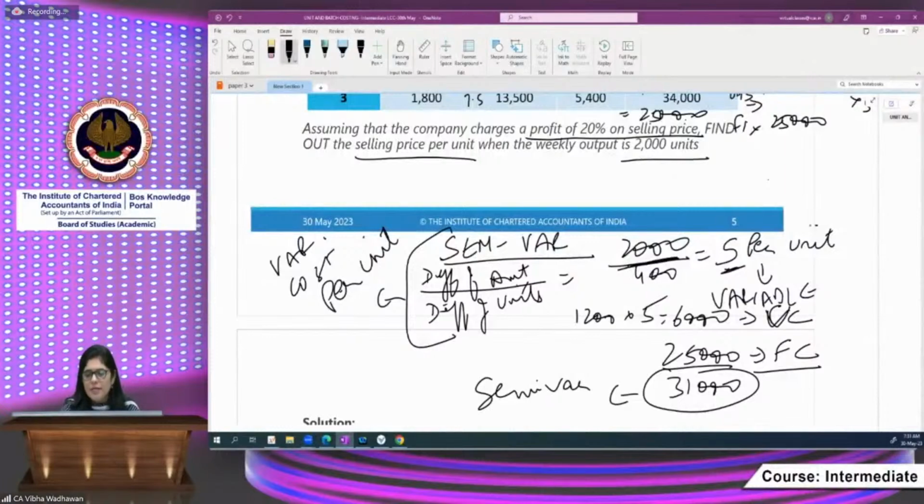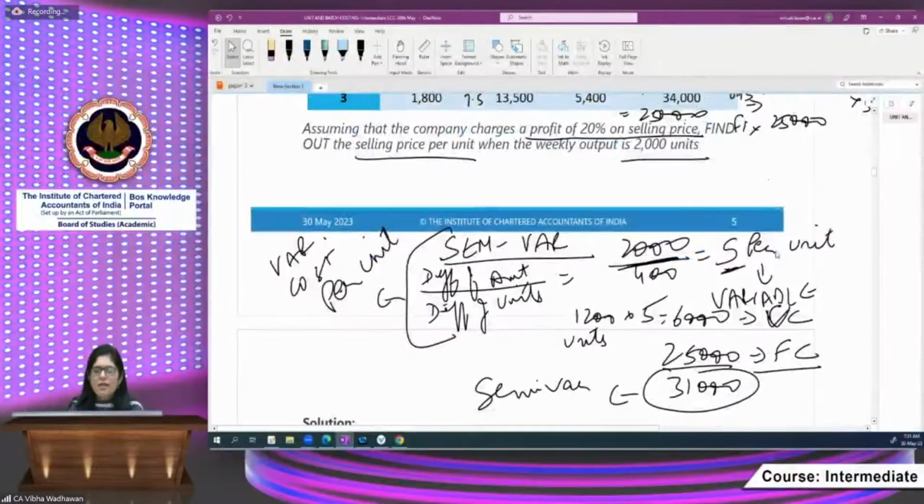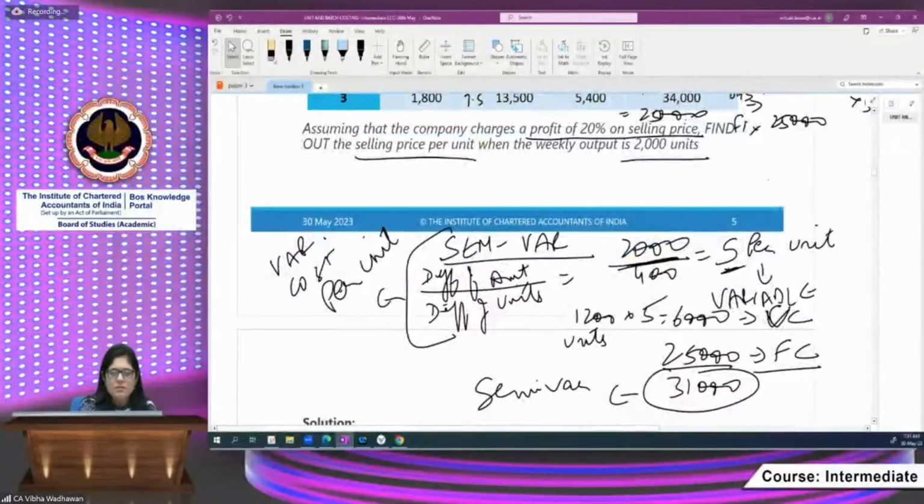You just calculate the variable cost, 1200 units we had, into 5 per unit. So 6,000 was variable cost out of 31,000 and the balance is fixed cost. You can try this in the second case also. Second case, the second week units are 1600. So let us try for this also.